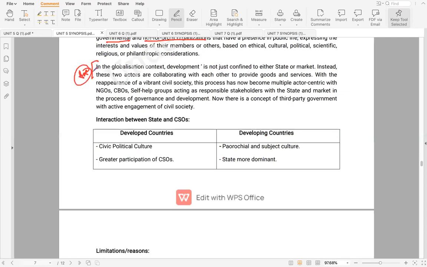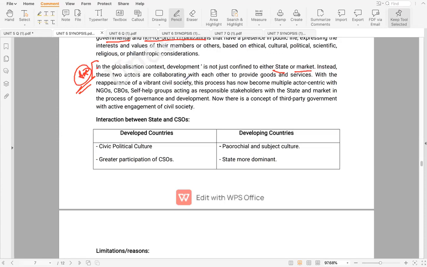You try to explain the difference in developed and developing and why CSOs are different today as compared to the past. In the globalization context, development is not just confined to either state or market. Instead, these two actors are collaborating with each other to provide goods and services.